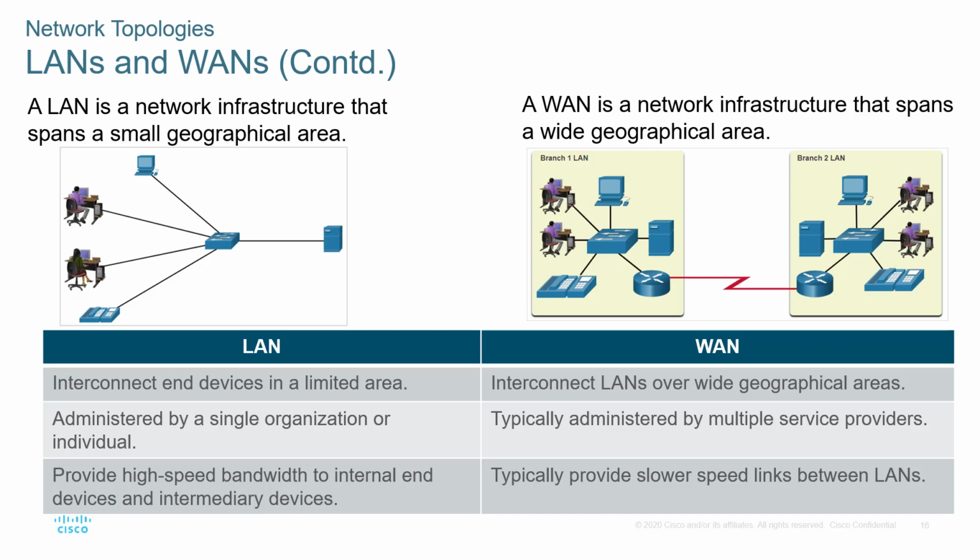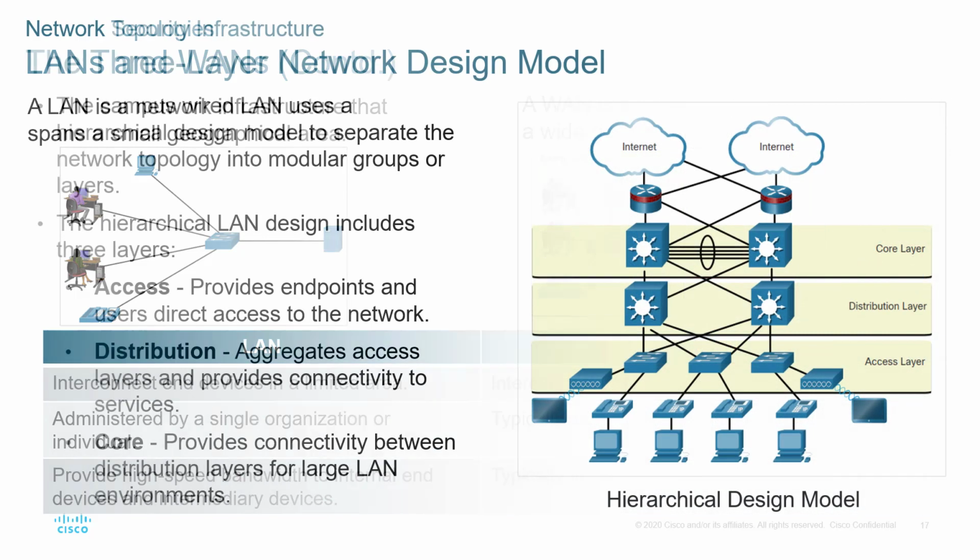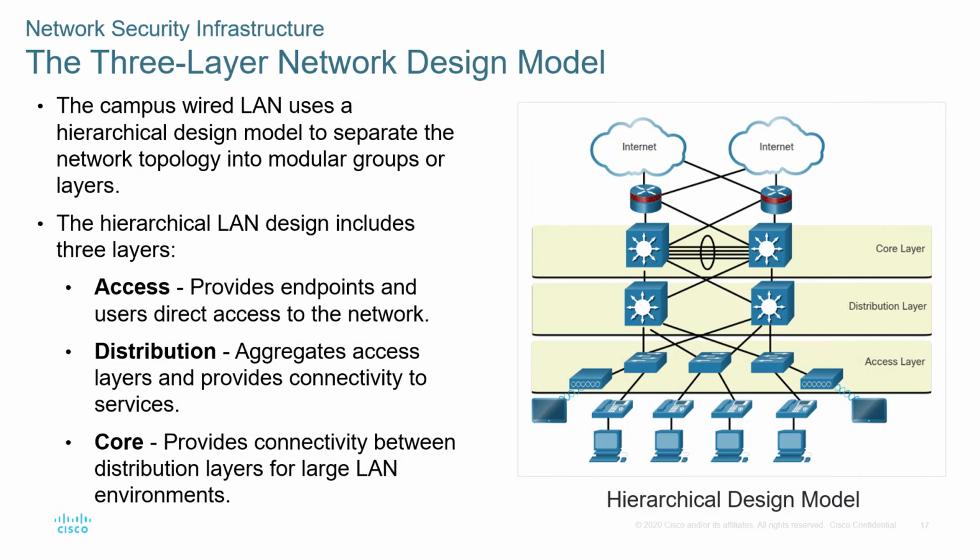They're going to have a service provider typically, and they can stretch for great distances and typically provide connections between two different LANs. The overall network design is going to be a three-tiered design, and this is typically what you'd find in switching networks. The switches closest to the end device will be access layer devices.